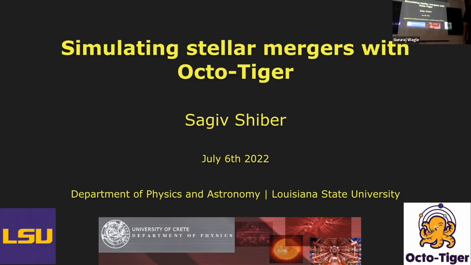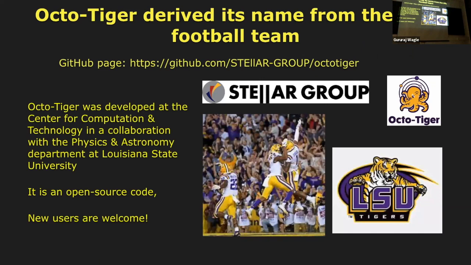I will show results from simulations I have run over the last couple of years with this atomic code called Doppler Tiger. Doppler Tiger is a 3-dimensional code, which gets its name from the LSU football team, the LSU Tigers. If you walk on campus at Louisiana State University, you see a tiger everywhere, and there is a lot of football there, especially college football.